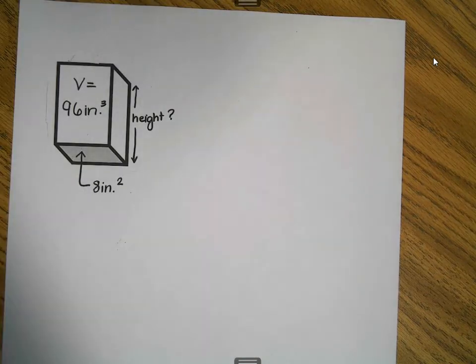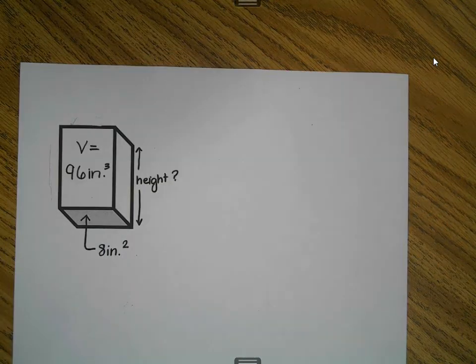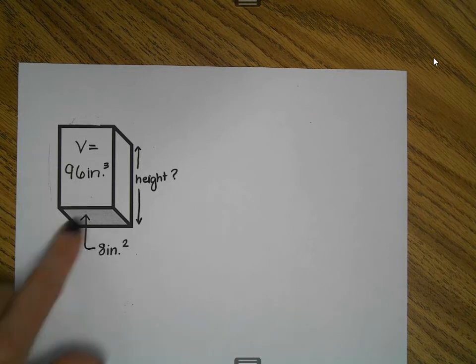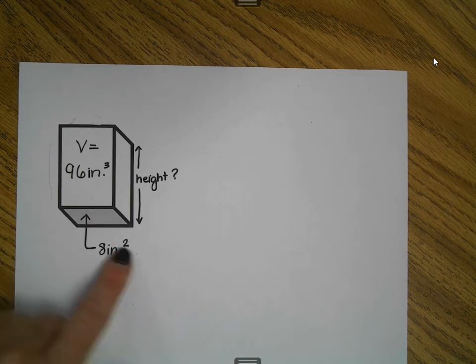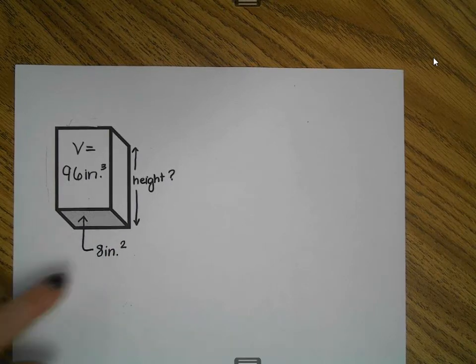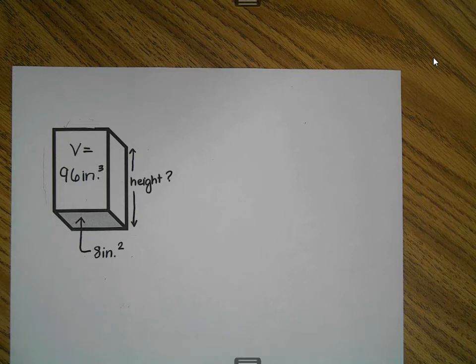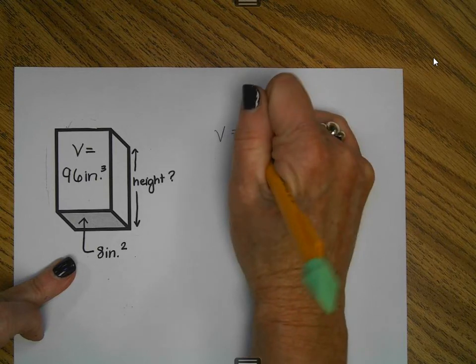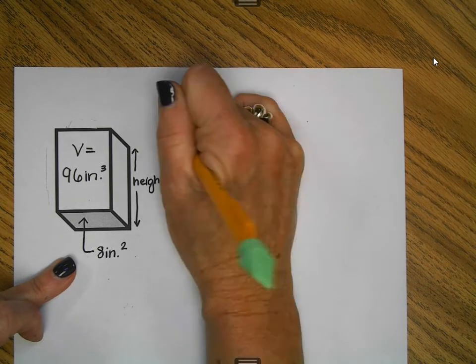So this one, I'm getting ready to write my formula, but I noticed something. Wait a minute. I have something different going on. I have the base measurement already given to me in square inches. So what that means is somebody's already multiplied 2 of my edges, probably the length and the width. So I'm going to use the volume equals base times height formula. Put a little star by there.